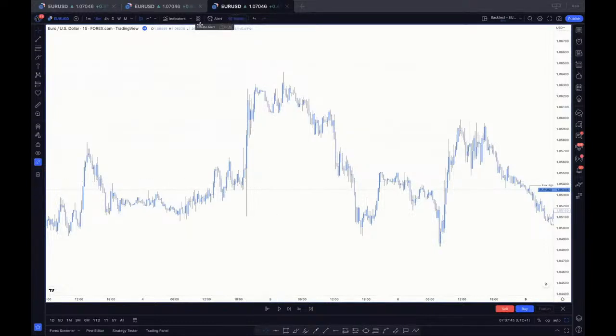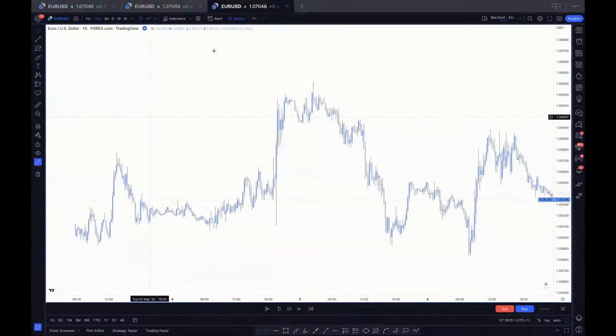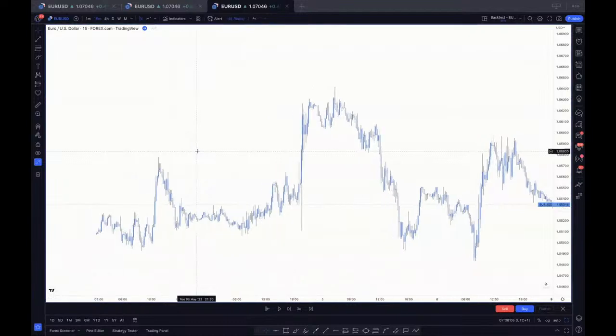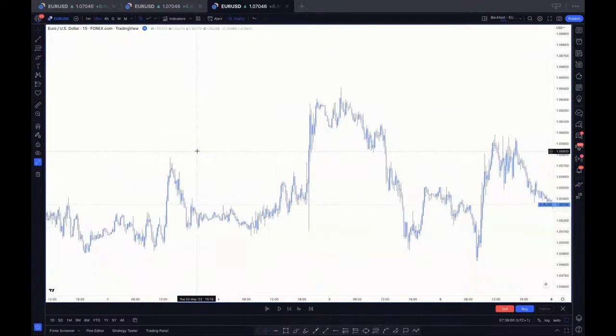The free version, I think, doesn't allow you to replay bars on lower time frames like the 15 minutes, which is what I'm on. I think it only allows you to do that on the daily and weekly, thereabout. But I'm going to show you how to use the bar replay to test your market structure. I'm also going to show you how to do the same thing if the TradingView you're using is not a paid version.